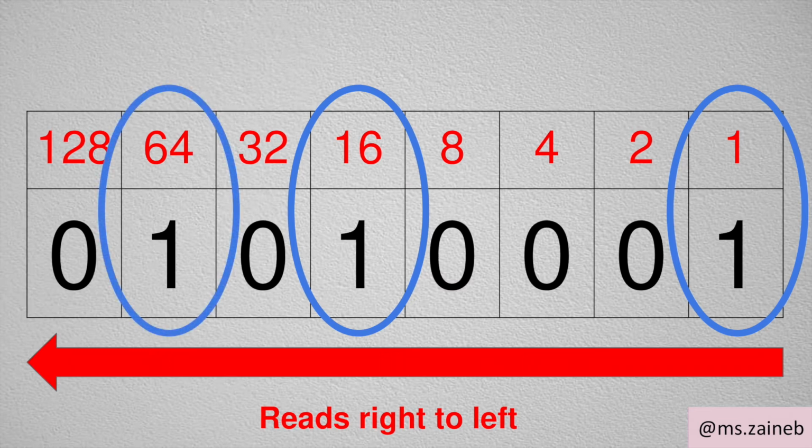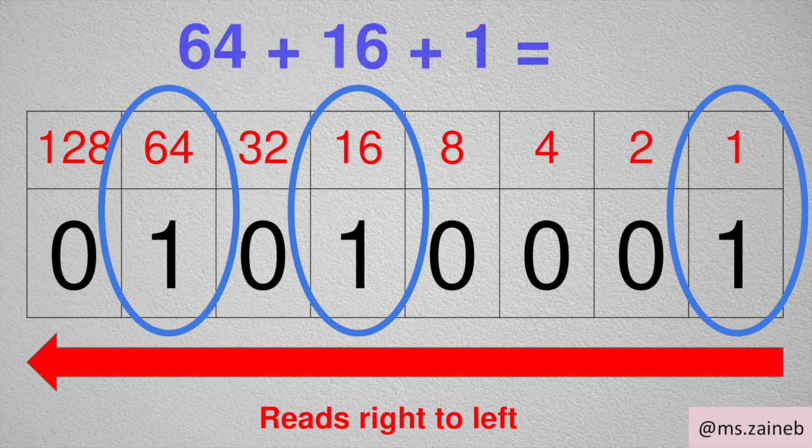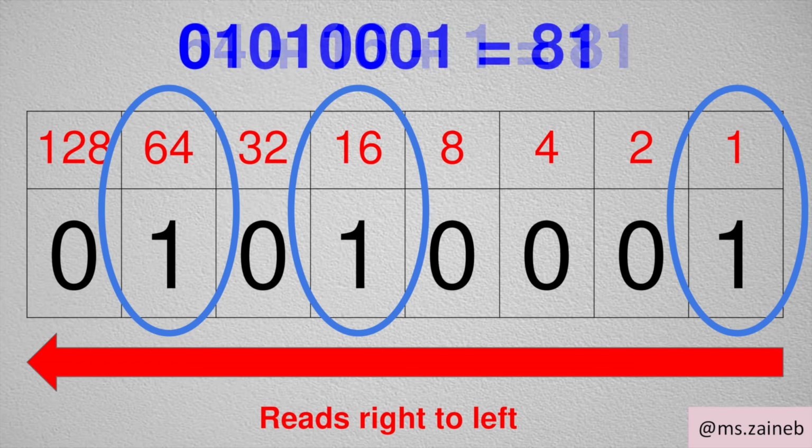So what do we need to do? We need to add all of these numbers up. So 64 plus 16 plus 1 equals 81. So the binary number 01010001 equals 81. Easy.